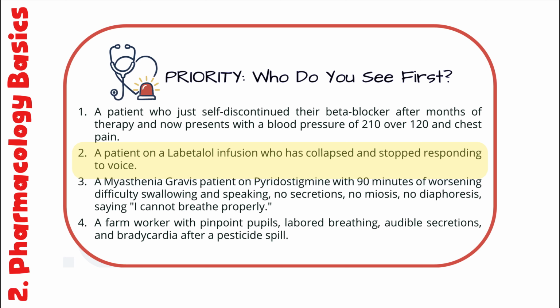And a patient who just self-discontinued their beta blocker after months of therapy and now presents with a blood pressure of 210/120 and chest pain. Rebound catecholamine surge hitting upregulated receptors, heading toward MI or hypertensive crisis.